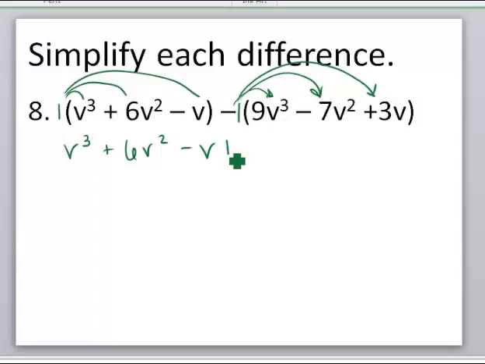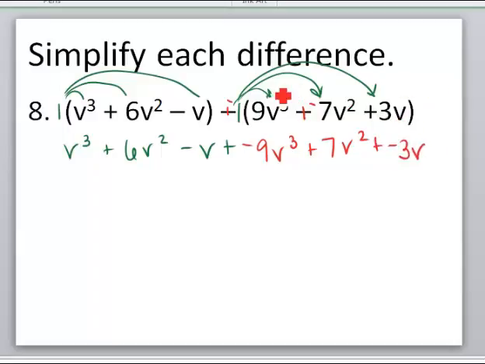So what I really have, if I change my signs, and I'm going to do that in red, to plus the opposite. I have a negative 1 times 9, which is negative 9v cubed. I change my signs here. I have a negative 1 times a negative 7, which is a positive 7v squared. And then I have a negative 1 times a 3, which is a negative 3v.